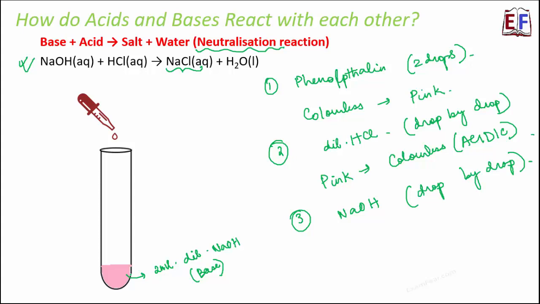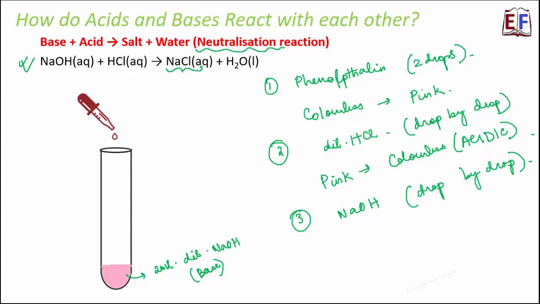What would you see? Initially, again, you will not see any change, because initially when you are adding NaOH, it is getting neutralized by the HCl which is there in the test tube. But after some time what happens? The HCl is all used up. So now what you have in the test tube? NaOH, which is a base.